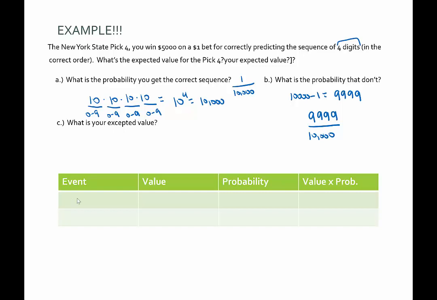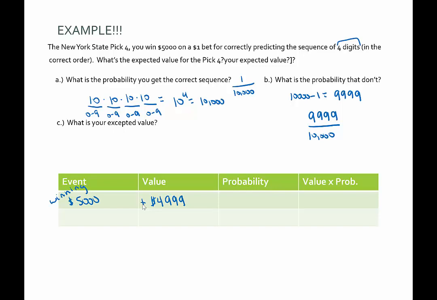We want to look at the value to you. So the event here is winning $5,000. However, the value of this is not $5,000. It's $5,000 minus however many tickets you bought. We're assuming one ticket in this case. So the value is only $4,999. I say only, but that's still pretty good, I would take it. I'm not going to say no, minus that $1.